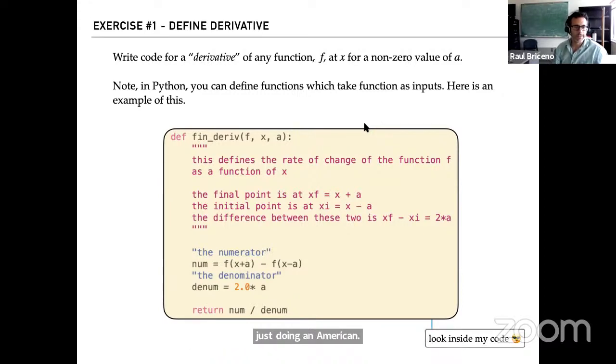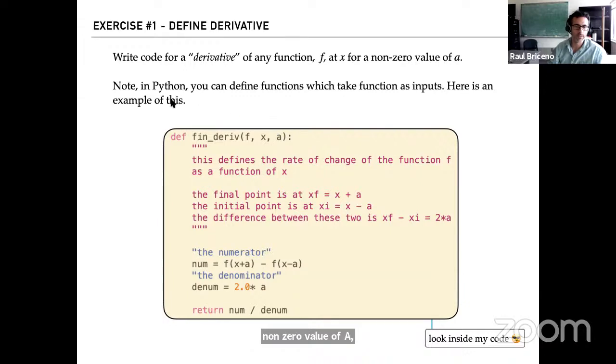So, in fact, here's your first exercise. You can start doing it. There's very little that I have to say, I'm just basically wasting time chit-chatting here. Just go ahead and write some code for a derivative of a function, any function, doesn't matter what the function is. This is how general this is. So write a code for a derivative of a function at x for some non-zero value of a.